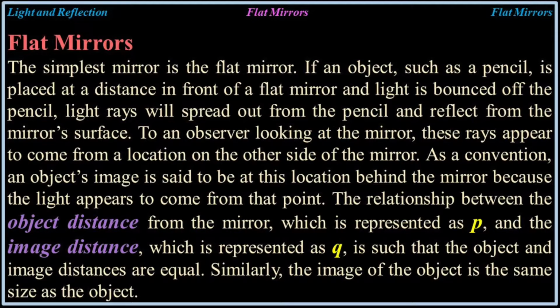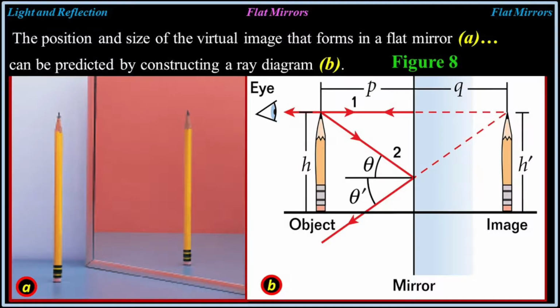The relationship between the object distance from the mirror, which is represented as P, and the image distance, which is represented as Q, is such that the object and image distances are equal. Similarly, the image of the object is the same size as the object. The position and size of the virtual image that forms in a flat mirror, A, can be predicted by constructing a ray diagram, B. This is figure 8.